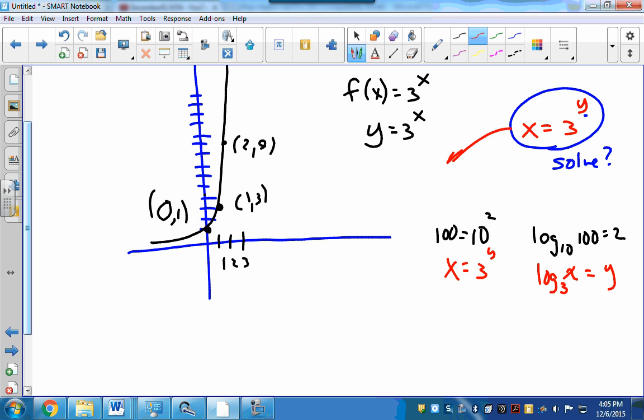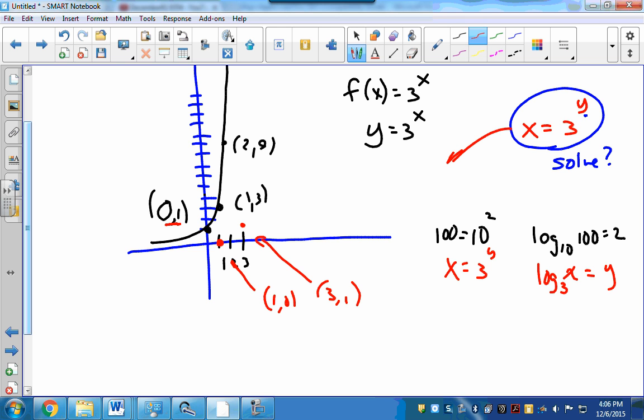Okay. So this black curve actually has an inverse curve. All these points would be changed, right? So that this point 0, 1 turns into an inverse point 1, 0. This point 1, 3 turns into 3, 1.